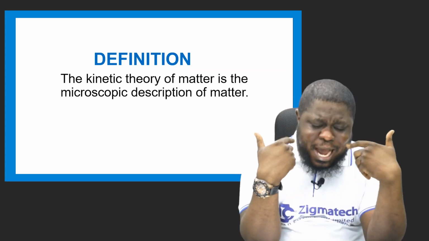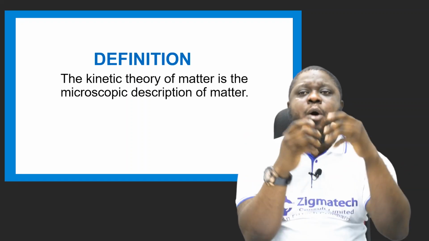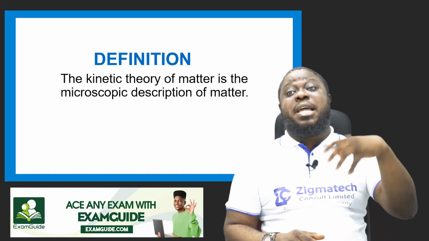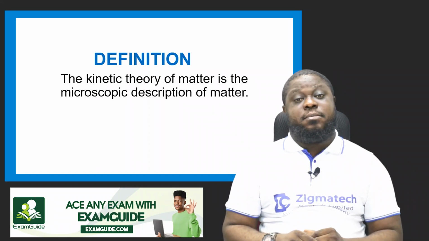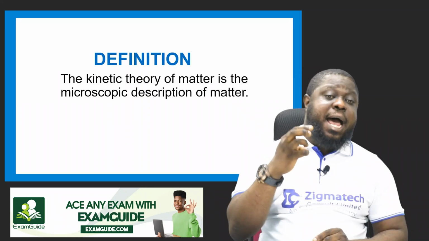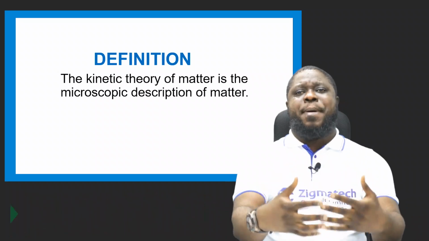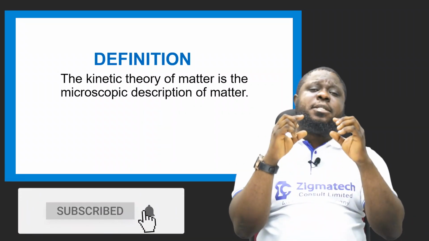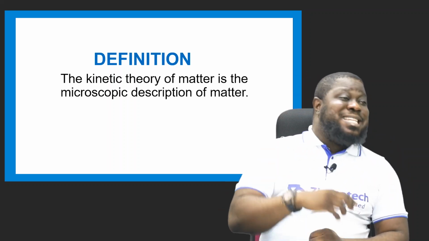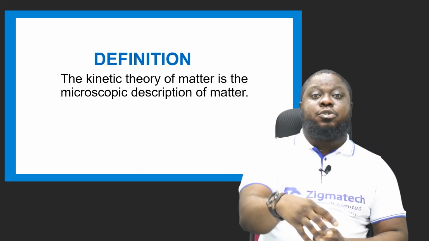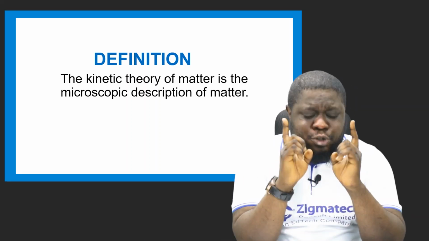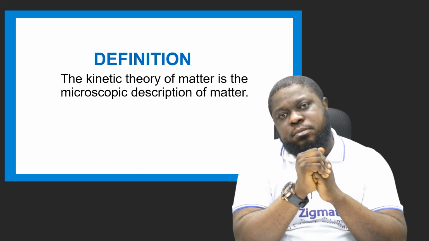Microscopic means something you cannot see. What are the things that you cannot see in matter? That is what the kinetic theory is describing. Those things you cannot see in matter with your naked eyes are the atoms, molecules, and the ions, which are the particles of matter. These particles of matter can only be seen with the scanning tunneling microscope.